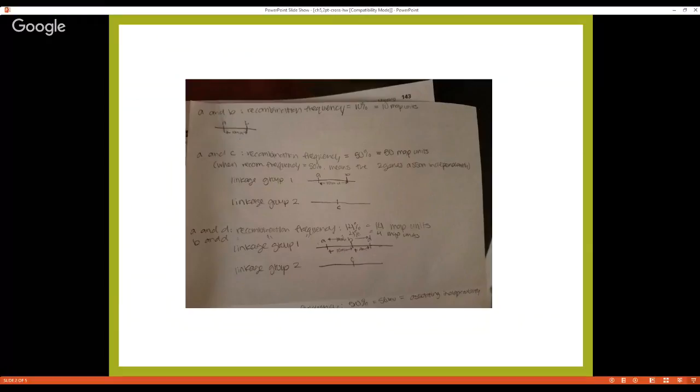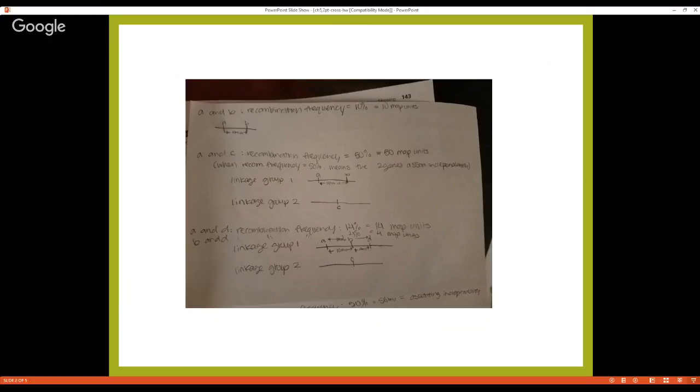Next, we're going to do A and C, and the recombination frequency for that is 50%. That would be 50 map units, but when the recombination frequency equals 50%, that means that the 2 genes sort independently. So we have 2 linkage groups now. Linkage group 1 is still A and B, 10 map units apart, but C will be on linkage group 2.